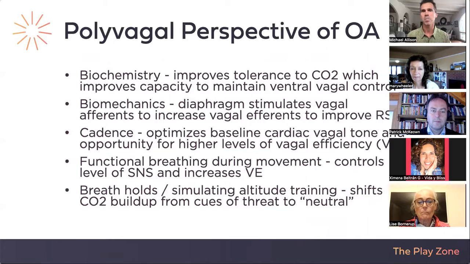The biomechanics piece is what we talked about, that diaphragmatic lower rib cage expansion. It's increasing those vagal efferents coming down because it's highly innervated, and it's promoting higher vagal afferent signals. So we're getting higher levels of baseline cardiac vagal tone again. The cadence, breathing at 4.5 to 6 breaths per minute, finding that cadence, we also know optimizes that up and down of heart rate, increasing and slowing again, which is also a vital strategy.